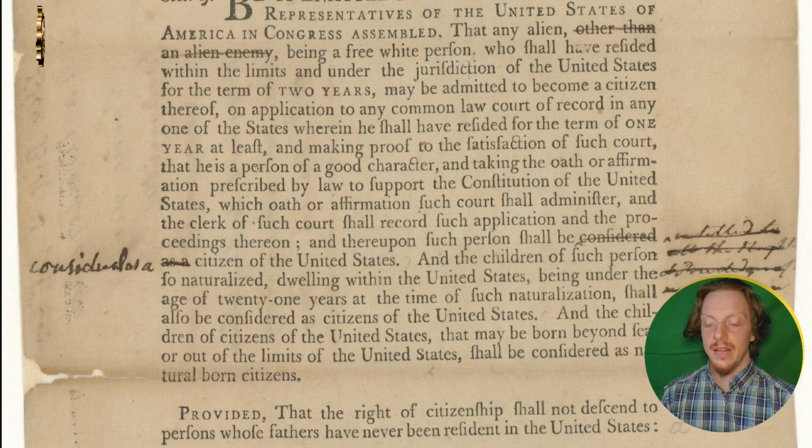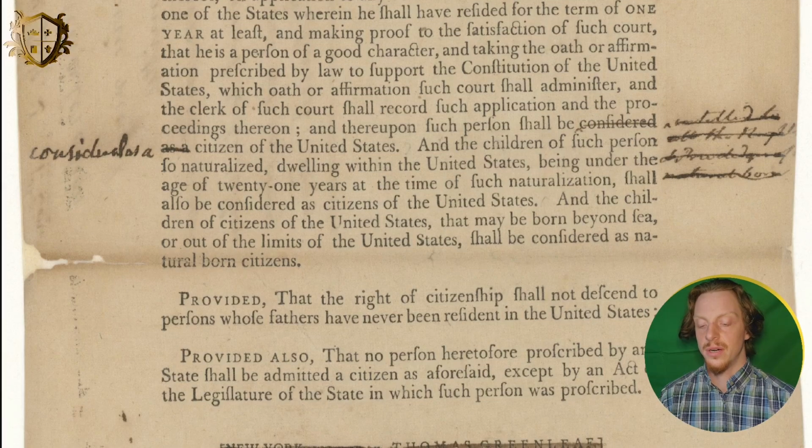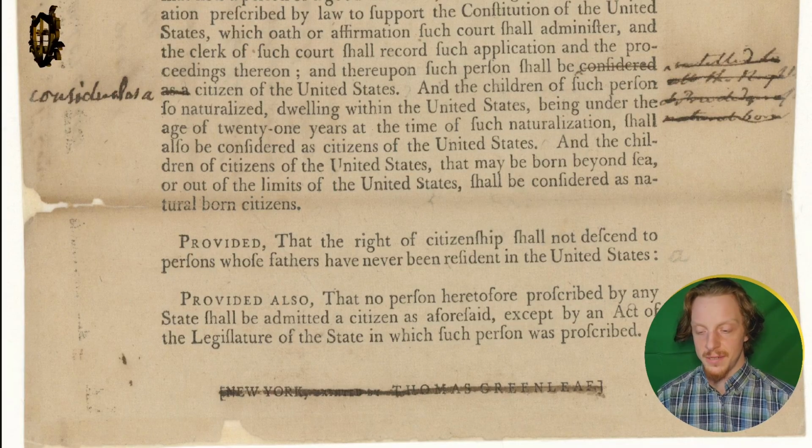of record in any one of the states wherein he shall have resided for the term of 1 year at least, and making proof to the satisfaction of such court that he is a person of good character, and taking the oath or affirmation prescribed by law to support the Constitution of the United States, which oath or affirmation such court shall administer, and the clerk of such court shall record such application and the proceedings thereon, and thereupon such person shall be a citizen of the United States.